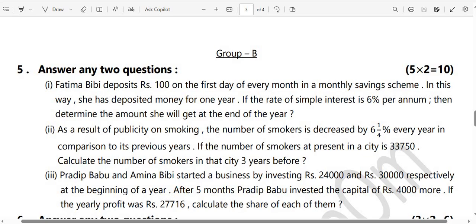Question 1. Fatima Bibi deposits rupees 100 on the first day of every month in a monthly savings scheme. In this way, she deposits money for 1 year. If the rate of simple interest is 6% per annum, then determine the amount she will get at the end of the year.